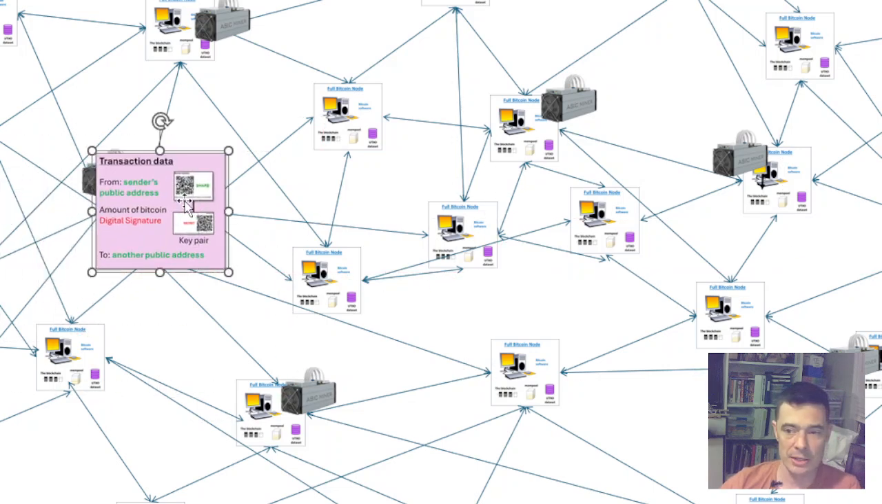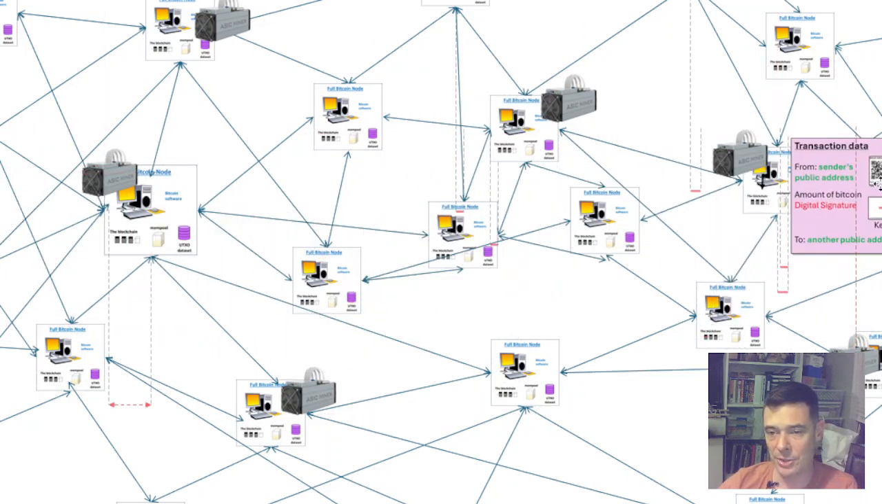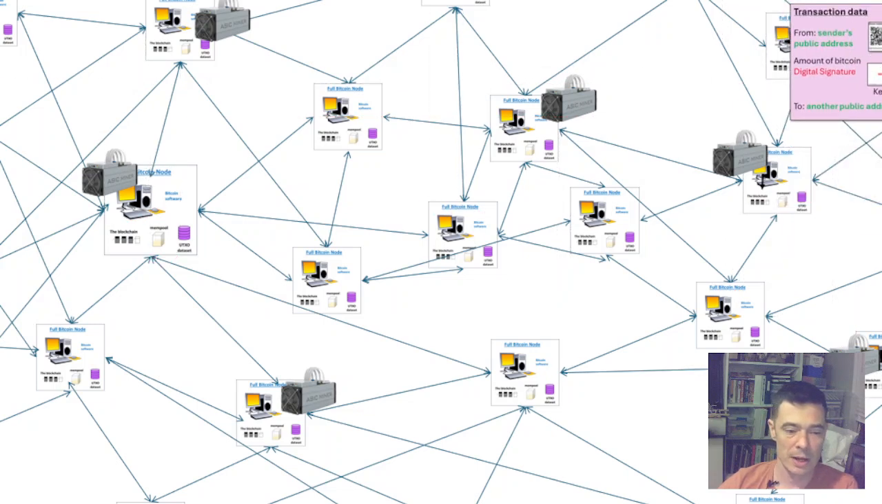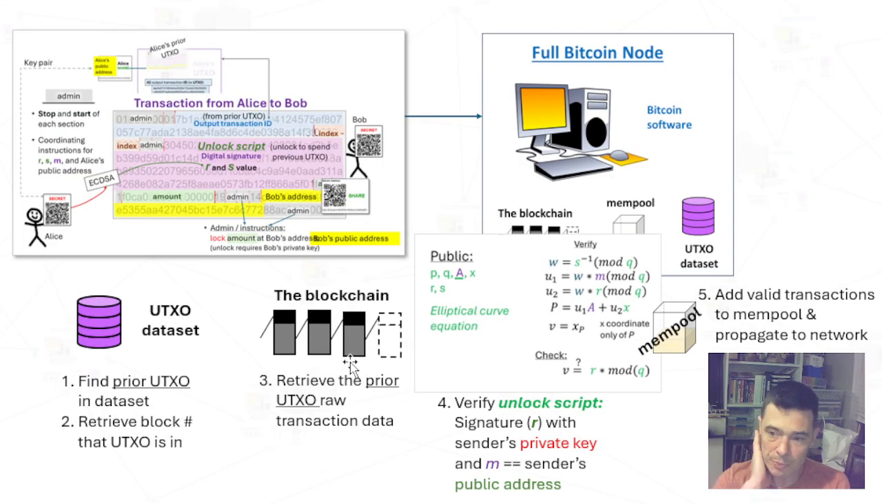So Alice now sends this transaction, and it propagates, making its way across the network. And when it hits a node, the full node has the UTXO data set, the mempool, and the blockchain. In the UTXO data set, the node has all of the UTXOs stored, and this is just a local database. It can quickly find it. It's going to look in the blockchain, and then it's going to find the raw data of Alice's UTXO.